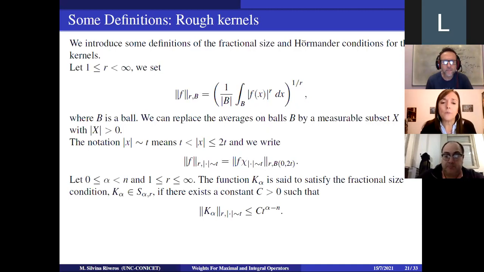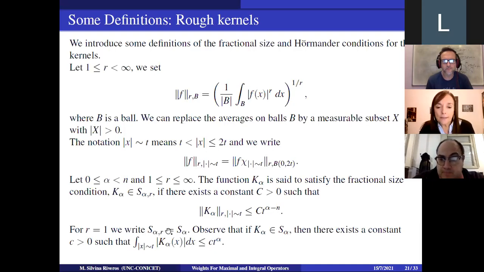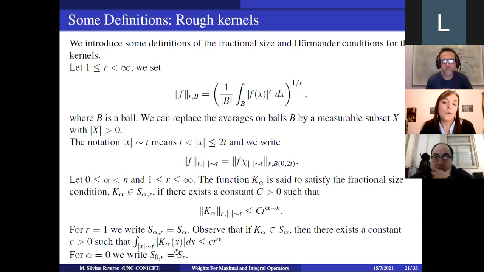And we say that a kernel K sub alpha satisfies a size condition if, when we integrate the kernel over this ring of size t, it is less than or equal to a constant times t to the alpha minus n. Observe that if R is equal to 1, then the kernel satisfies this inequality, and if alpha is equal to 0, we will write S_R. This is a size condition that we need a lot in the theorems.